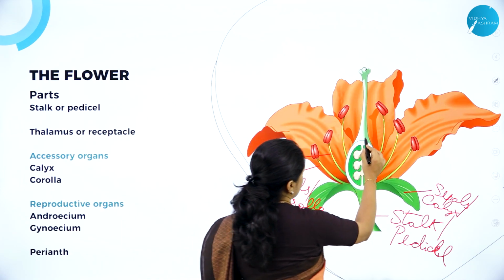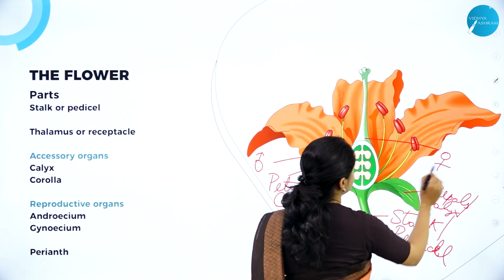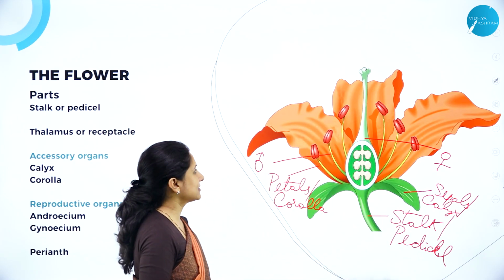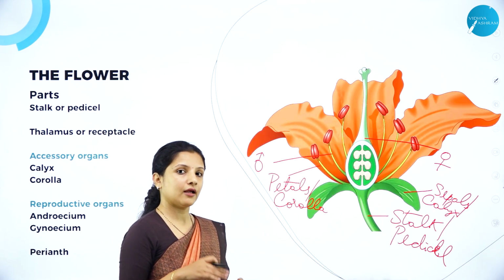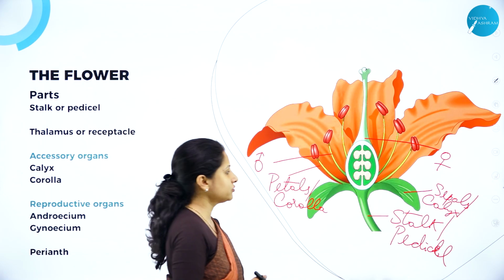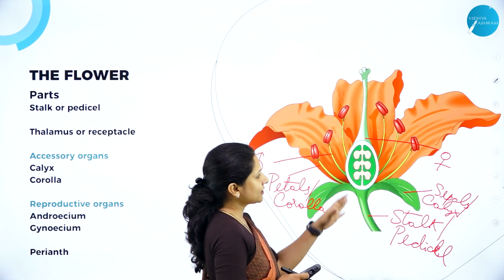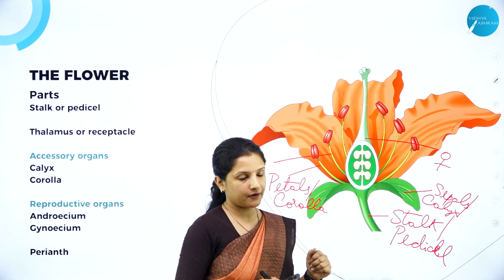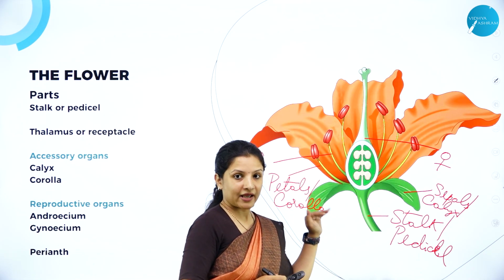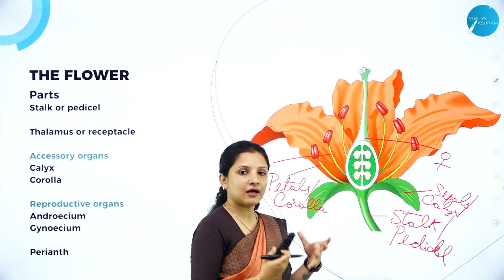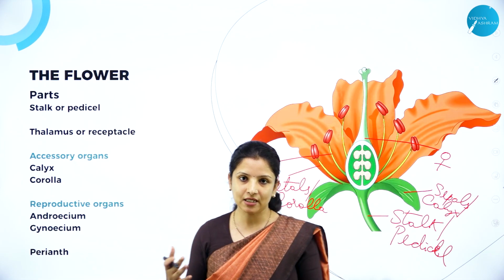And the female reproductive structure, the gynoecium, bearing the stigma, style and the ovary. Again, we will study that in detail in the coming sessions. So these are the different whorls or parts of a flower. Based on the arrangement of these whorls, the flowers are of different types, which we'll see later on.